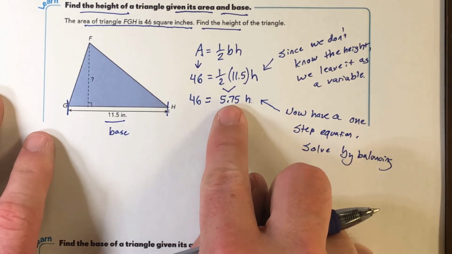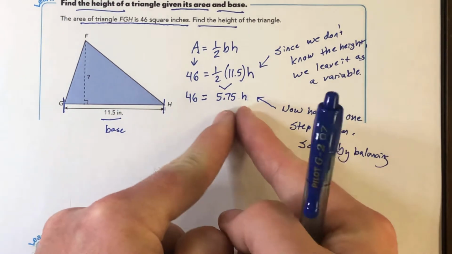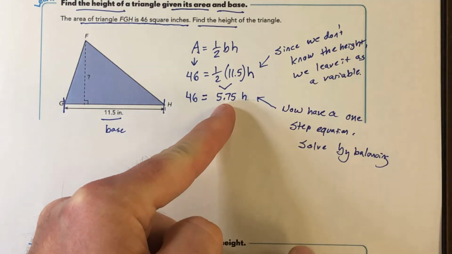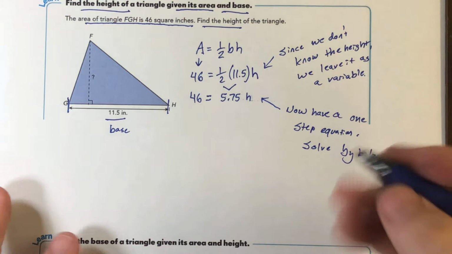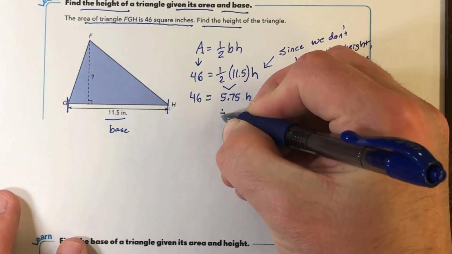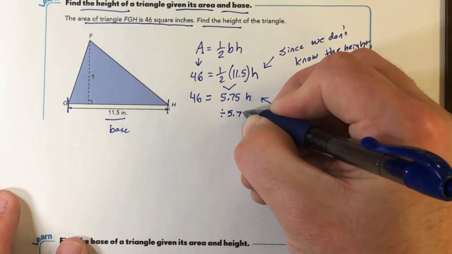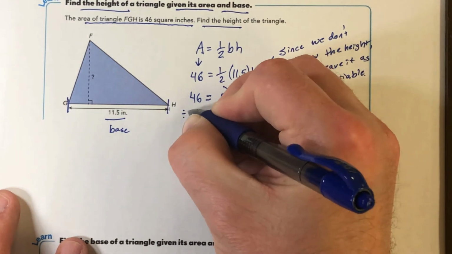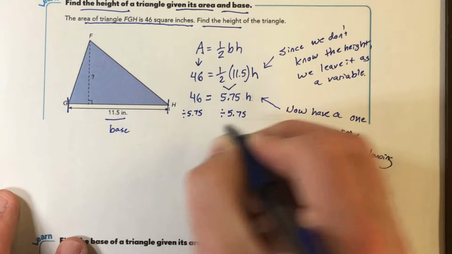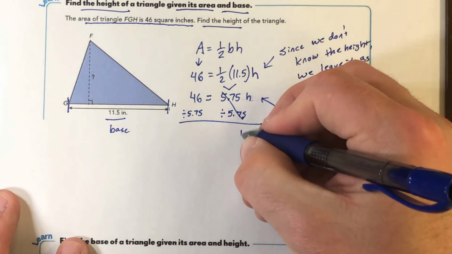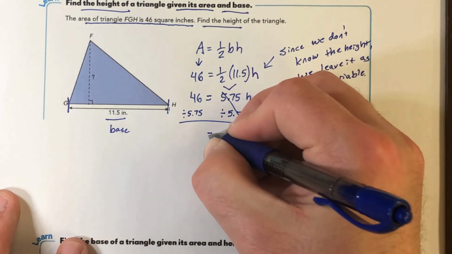What needs to go away? The 5.75. What are they doing? They are multiplying because that letter is shoved up right behind that number. They're together. That means multiply. So what's the opposite? Division. So I'm going to divide by 5.75, and I'm going to do it to both sides of the equal sign. The right side, those cancel, leaving you with h equals left side.